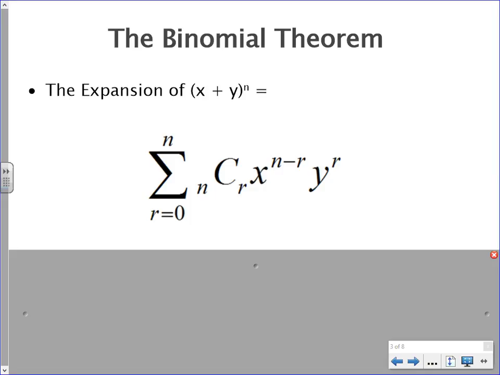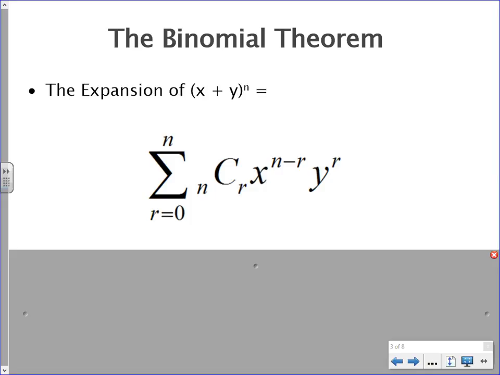Gabe, what does that C stand for in nCr? Does it stand for coefficient? Amanda disagrees. Amanda, what do you think it stands for? Okay. What's another word for that? Combination. Okay. This is the combination, n combinations of r.